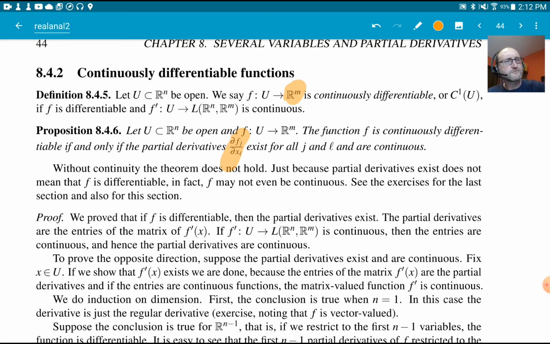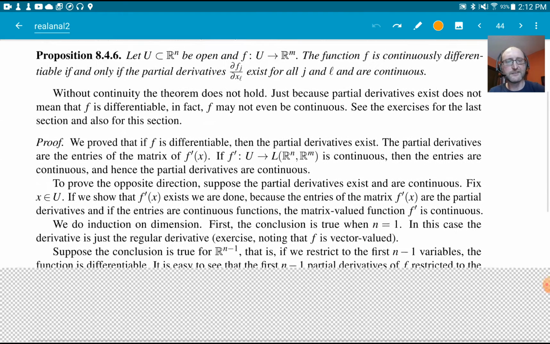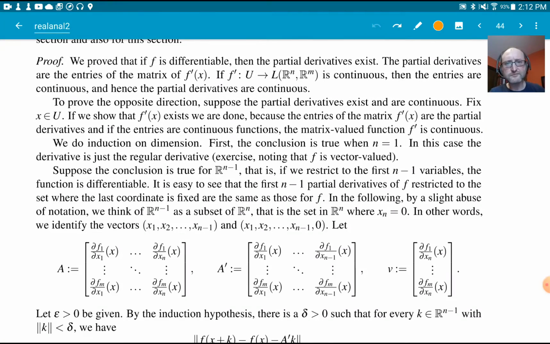So it's not hard to prove if n is equal to 1. We leave it as an exercise, but it's a fairly easy exercise. So suppose that the conclusion is true in one less dimension. So we've proved it in R^(n-1). So if we start with an n-1 dimensional set, and we have a function on that, the conclusion is true.